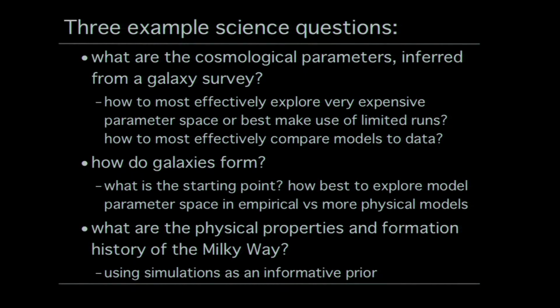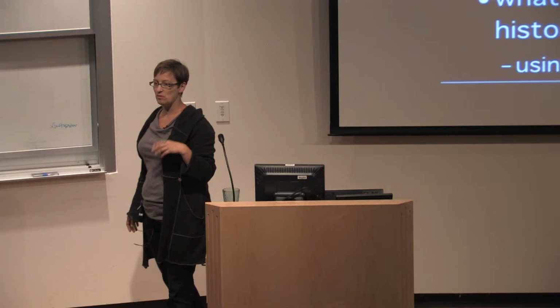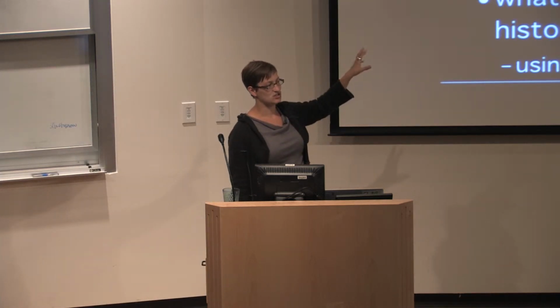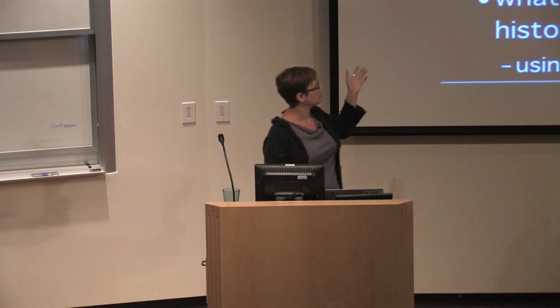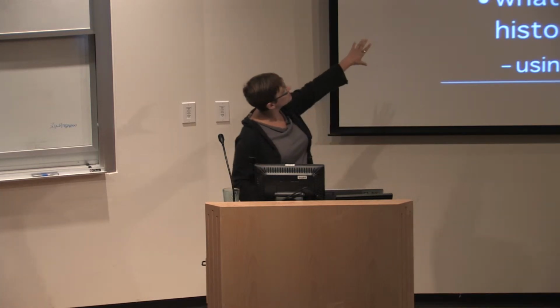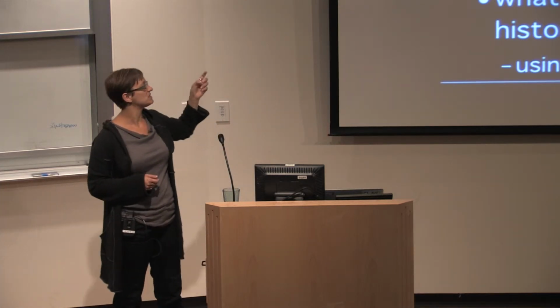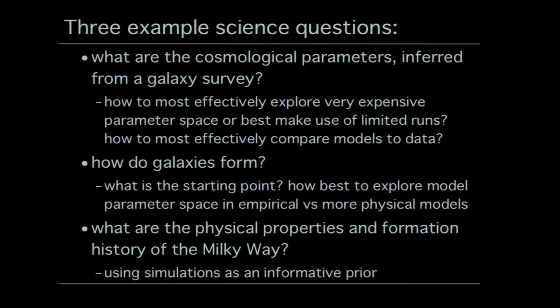A second question is, how do galaxies form? We heard yesterday this discussion about what are we taking as assumed? What is the point that we're starting from? And I think here we're also in a situation where we want to really explore model parameter space, but it's very computationally challenging to do so in a variety of models. A third kind of science question is, what are the physical properties of some object? And I'll talk about the specific case about inferring the physical properties and formation history of our own galaxy using simulations as an informative prior.